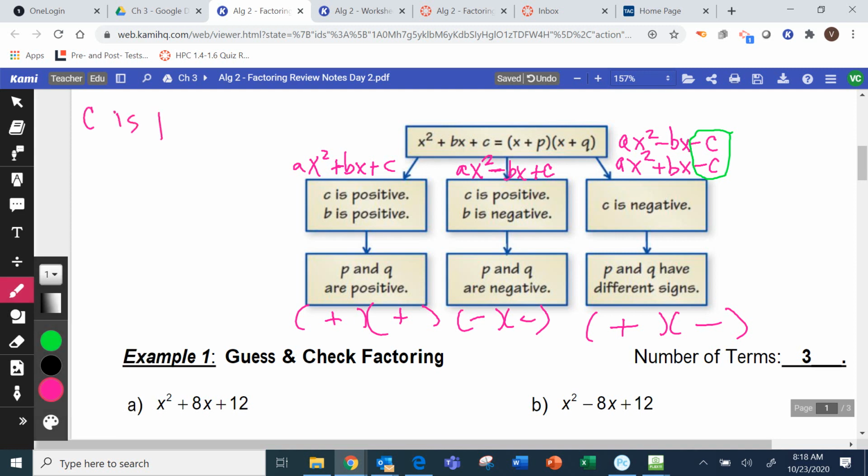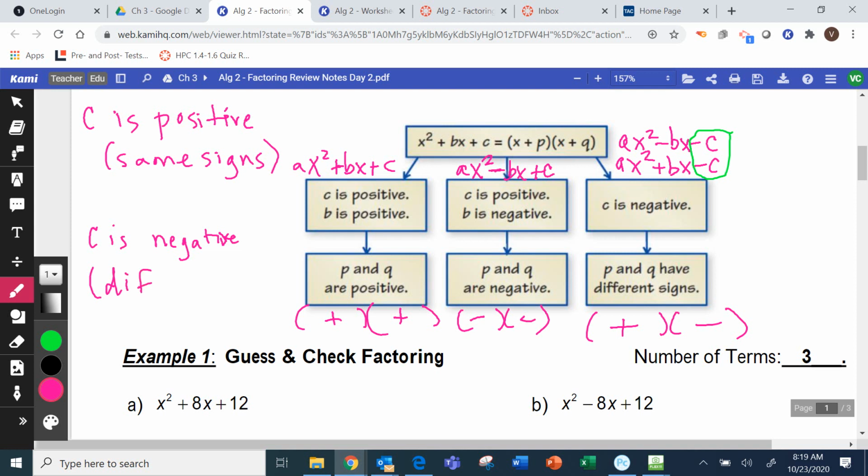If c is positive, we have same signs. If c is negative, we have different signs.